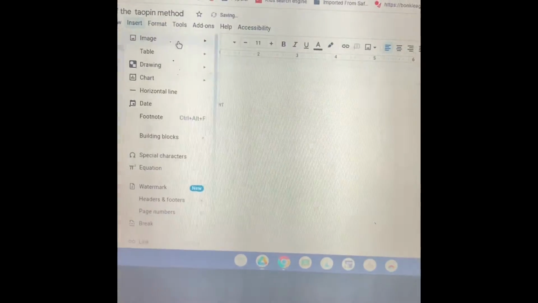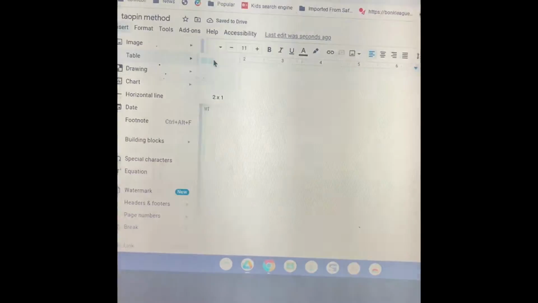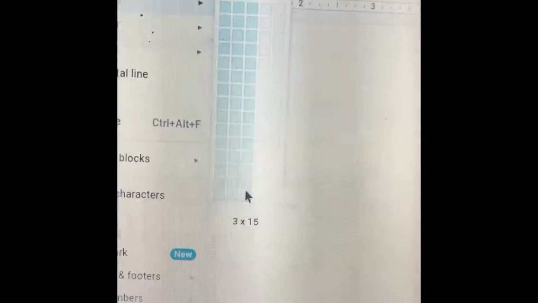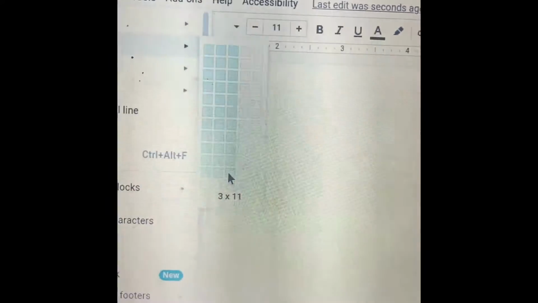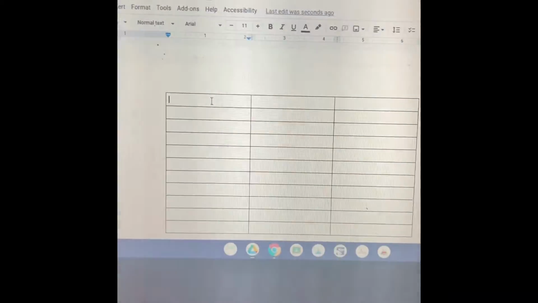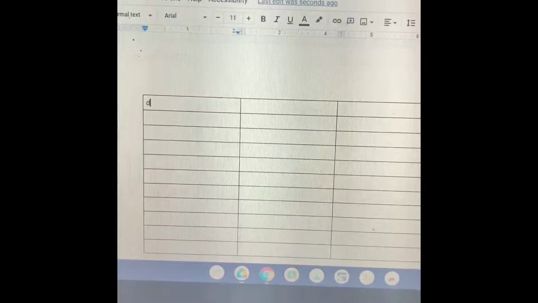You will need to go on a computer for this to work. The first thing you have to do is insert a table. The minimum is a 3 by however many things you want to study, or maybe 4. So we're going to put a 3 by 11 right here. We have 3 boxes right here. The first box represents the definition.